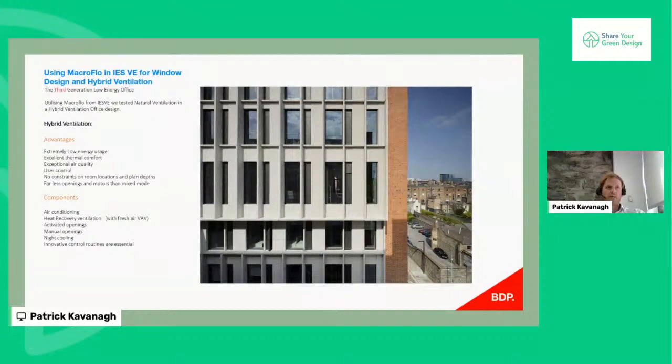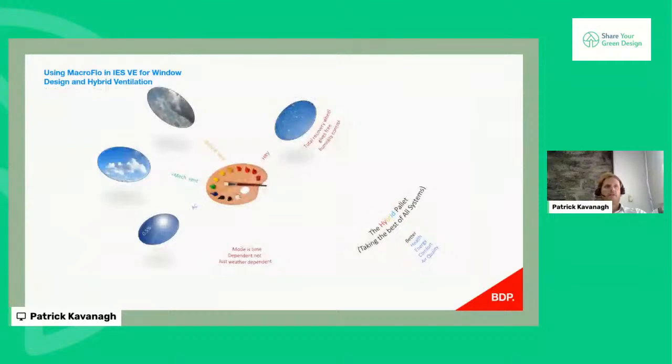The components within a hybrid ventilation office include air conditioning systems, heat recovery ventilation, activated openings, and manual openings. There's an allowance for night cooling, and there are very innovative control routines, which are essential for this type of system to work. So we look at it as the hybrid palette, and ultimately it's taking the best of all systems for better health, energy, comfort, and air quality.